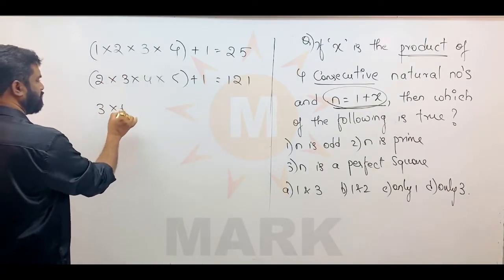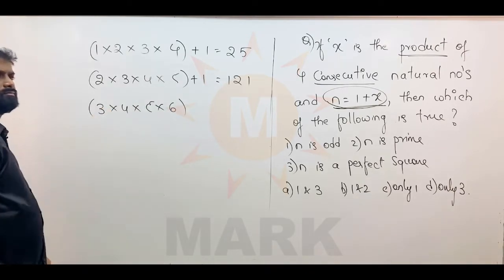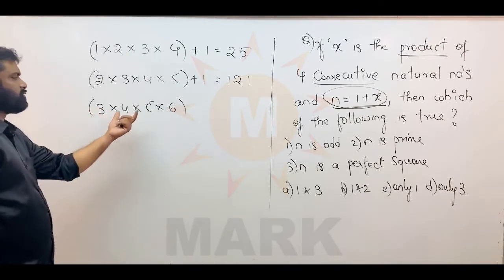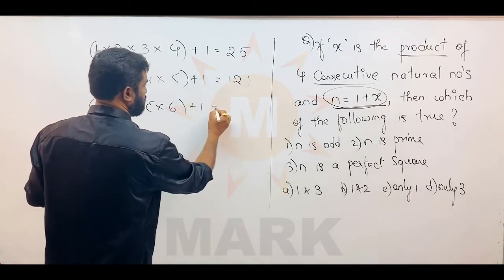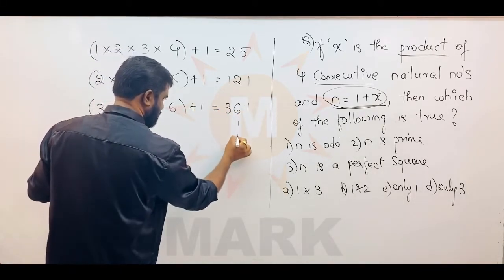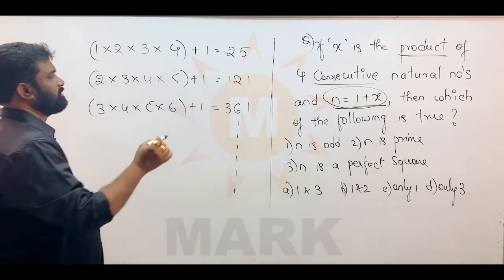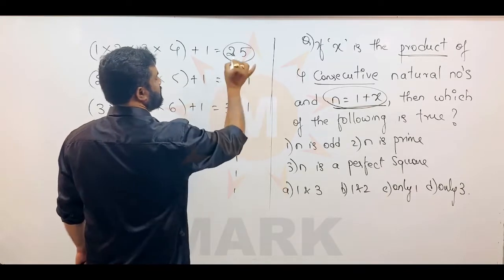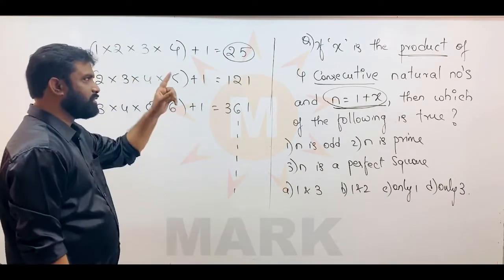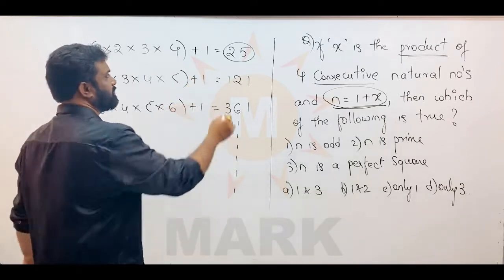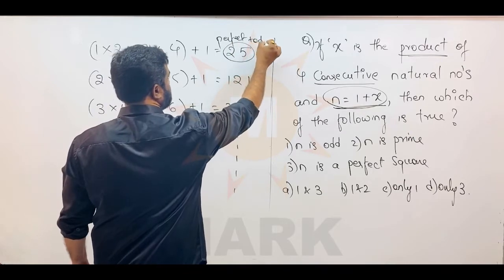3 into 4 into 5 into 6. So 3 4s are 12, 5 6s are 30, 30 12s are 360, 360 plus 1 is equal to 361. Like this, so many we will get. Clearly we can see this number is not only a perfect square, it is also an odd number.